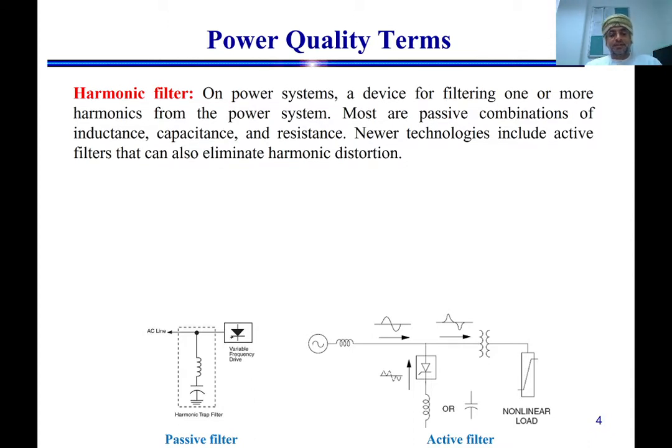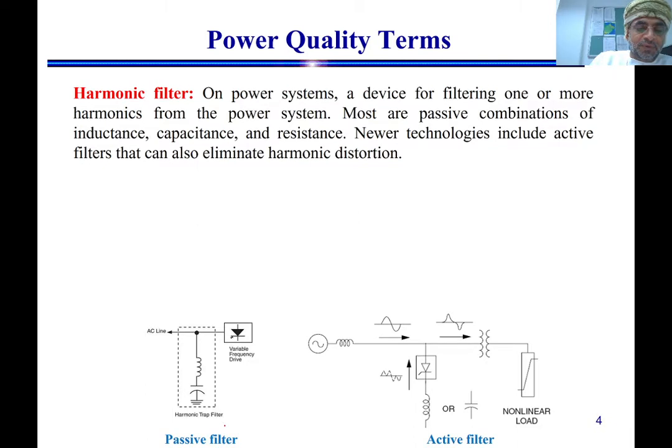Harmonic filter. It is a device for filtering one or more harmonics. So now we are saying that because we are using power electronics, we are using non-linear load in power system, we're going to have some harmonics. How to reduce this harmonic? We can reduce this harmonic by having filters.